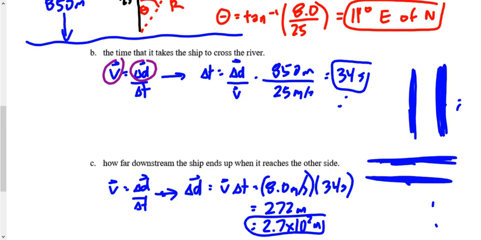A big thing is, just remember that if you're using V equals D over T, that's absolutely fine. Just make sure that V and D are in the same direction. Get something out of it, right? The first one I got T. Okay, great. And the second one, I was able to get the displacement downstream.